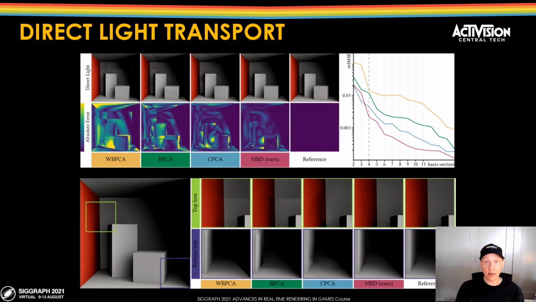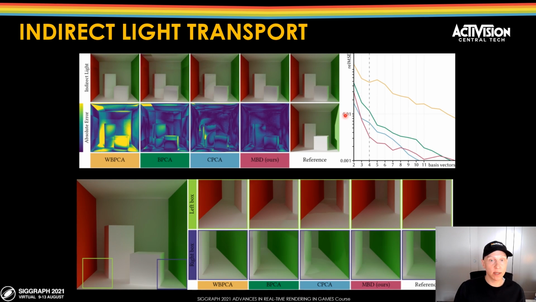Now, using the same light transport matrices, we can look at the indirect component of the lighting. And this is the reference lighting environment where the direct lighting is shining at an angle. And again, we see that the moving basis decomposition results in the lowest absolute error over the image plane.